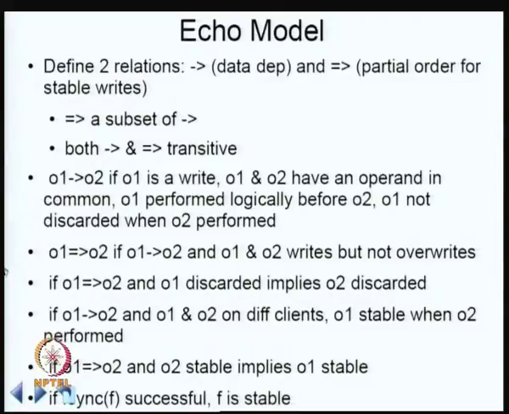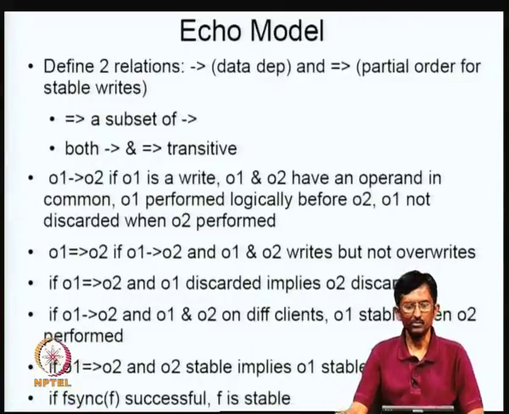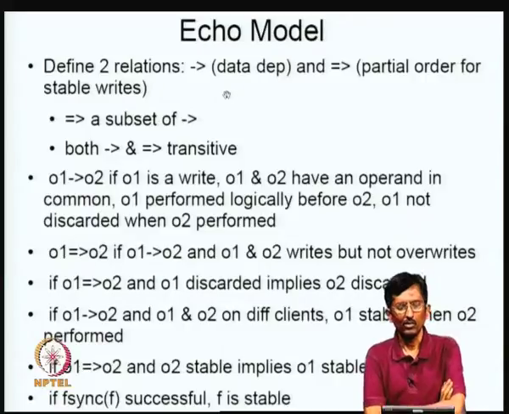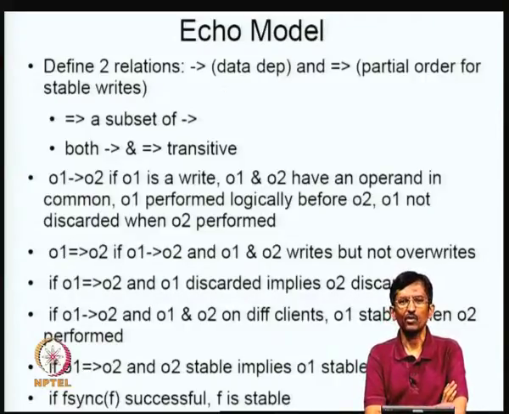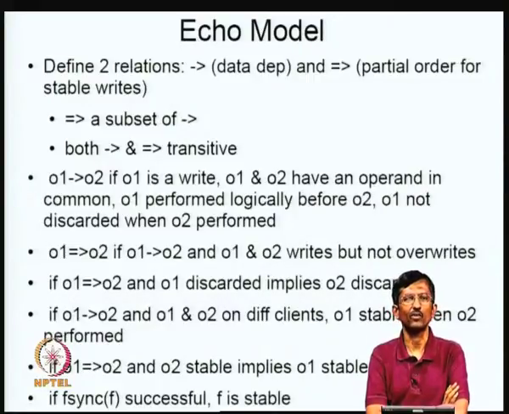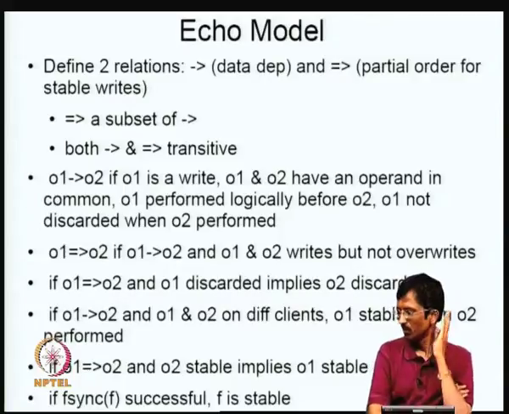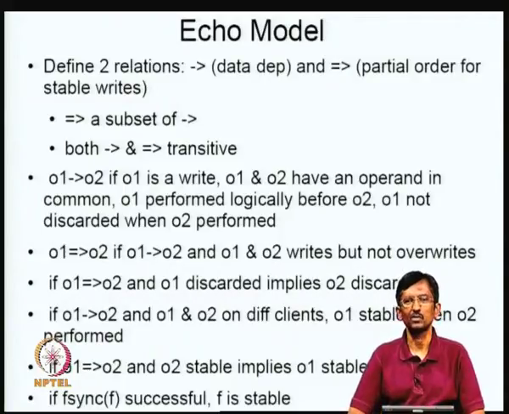So let's look at further details. In this echo model, you need to have two things. One is data dependency and one is the ordering in which stable writes are going on. Again, what is a stable write? A stable write is one which is persistent on disk. It is persistent, which means you cannot go back. Once it has been done, it is the equivalent of committing to disk.